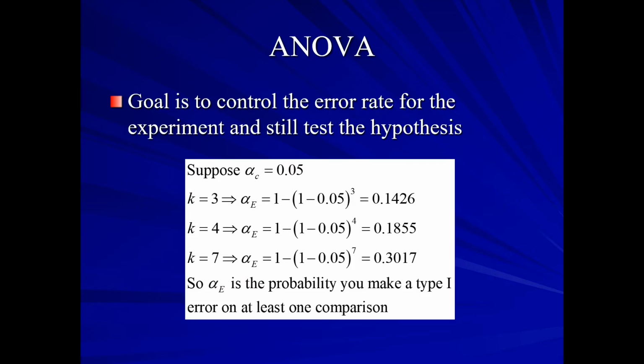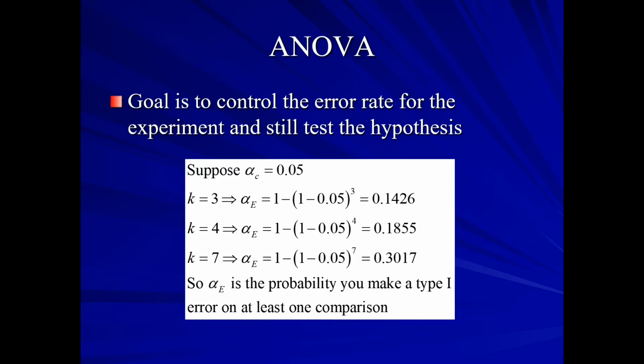Well, if we want to control the error rate for our experiment and still be able to test the hypothesis, let us suppose for a moment that our comparison-wise error rate is 0.05. For 3 populations, our experiment-wise error rate is then 1 minus the quantity of 1 minus 0.05 raised to the third. That gives us an experiment-wise error rate of 0.1426. When we increase our populations to 4, we now get an experiment-wise error rate of 0.1855. And if we increase to 7, we now have an experiment-wise error rate of 0.3017.